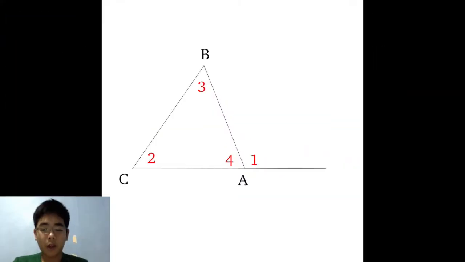Let's begin with our figure. On screen right now, you may see our figure. We have triangle ABC with angles 4, 3, 2 respectively. We also have angle 1 located outside the triangle.